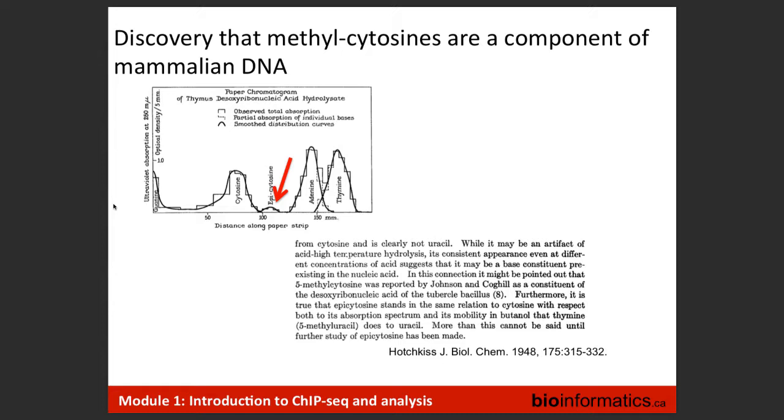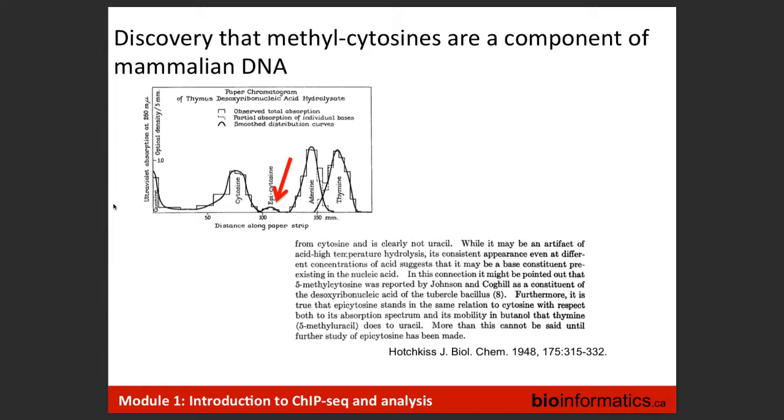Just a few years later, looking at thin layer chromatography, TLC, it was observed that, of course, the four main bases are here: guanine, cytosine, adenine, and thymidine. But there was another component making up a few percent of the DNA, which was named epicytosine. It ran near cytosine in the TLC, but was called epicytosine. This is the actual publication from 1948, and you can see that they hypothesized that this epicytosine was actually 5-methylcytosine. This was through studies of bacterial DNA, in particular TB, which showed that they had a similar size.